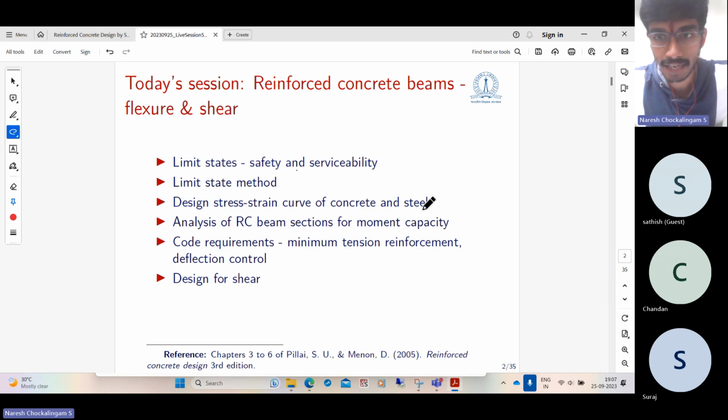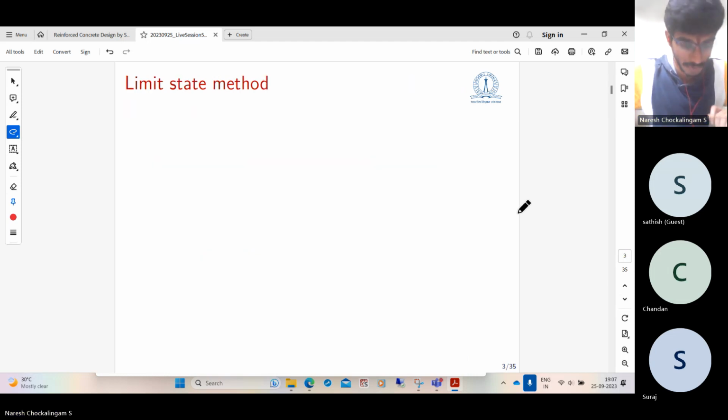But we'll be looking only at the limit state method. We will not be looking at the working stress method because that is rarely used in design these days, except for deflection analysis. Then a few codal requirements such as the minimum tension reinforcement, because questions are being asked based on this in GATE. And we'll also look at design functions. So these topics are selected based on the five GATE problems that we'll be discussing today, ranging from 2014 to 22.